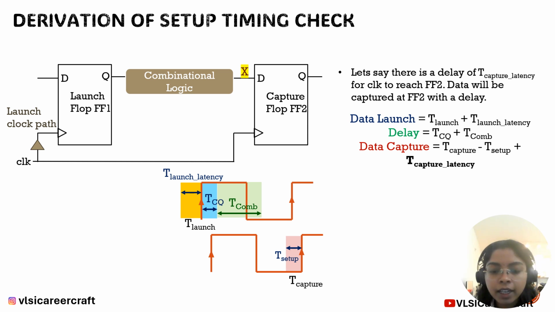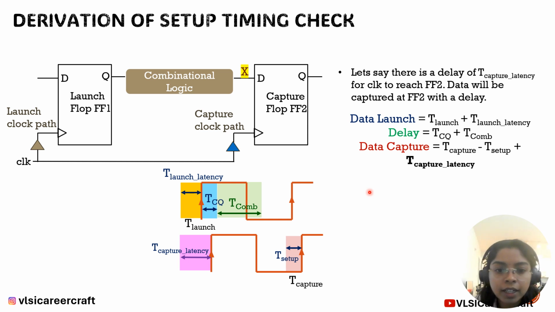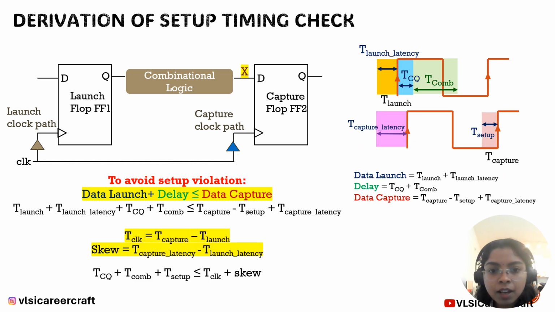So let's say there is an additional buffer in the capture clock path as well. So how is this buffer affecting the equation? We have the T capture latency that is coming into picture. So here we have this T capture latency getting added to the data capture time. So now we have considered all the possible delays that can come into picture in the synchronous design.